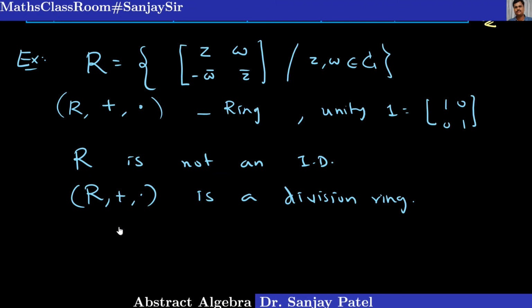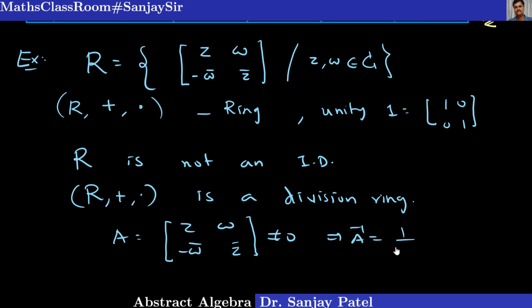if you take any element here in this R, any element A with entries Z, W, minus W bar and Z bar, and this is non-zero, then A inverse, which is equal to say 1 upon determinant of A into adjoint of A, always exists. So for every non-zero matrix in the ring R, this ring has an inverse. So it is a division ring.